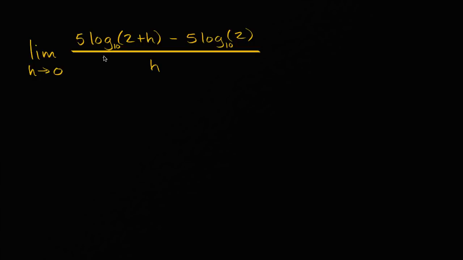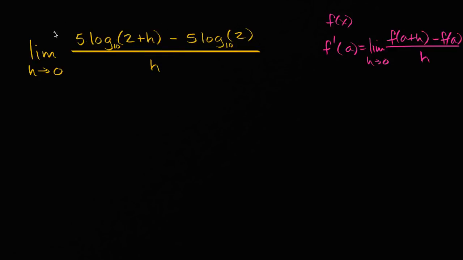All right, so the key here is to remember that if I have f of x, and I want to find f prime of, let's say, some number a, this is going to be equal to the limit as h approaches 0 of f of a plus h minus f of a, all of that over h. So this looks pretty close to that limit definition, except we have these 5s here.